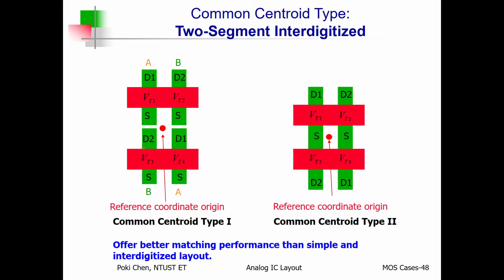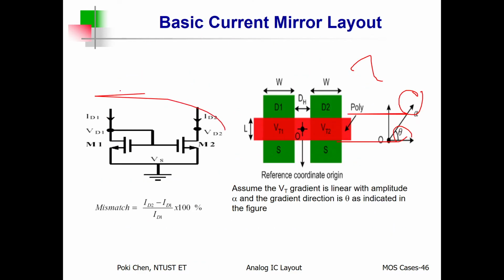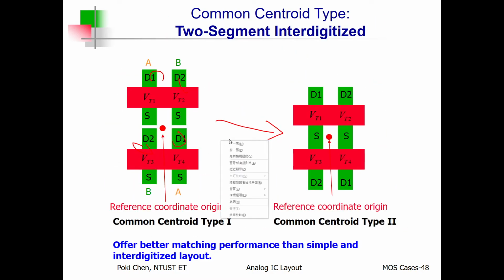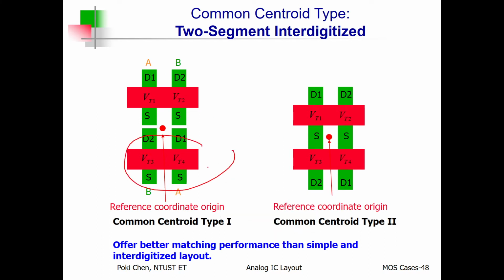Let's go for the two-dimensional one. So we have 1221. Yeah, it is also common centroid, but we can make it even better. Why? Because according to the schematic, you can see the sources of both M1 and M2 are connected. It means we can flip, for example, the second row to make all sources in the middle, just like this.